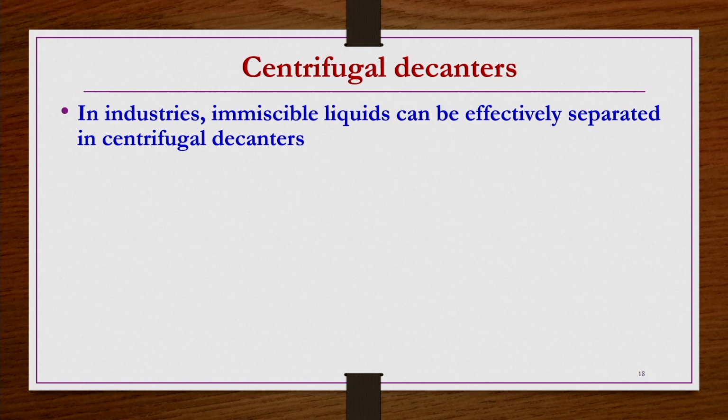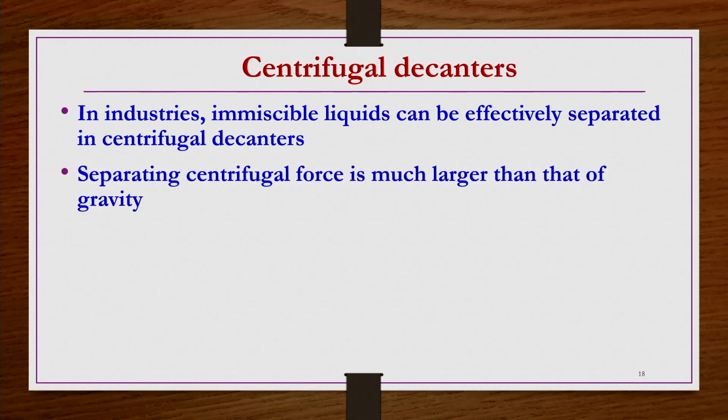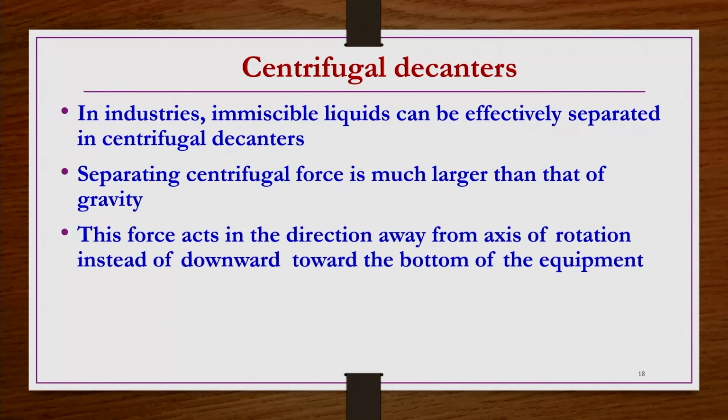In industries, immiscible liquids can be effectively separated in centrifugal decanters. The separating centrifugal force is much larger than that of gravity. That is the reason centrifugal force is in general applied to do this separation of immiscible liquids. This force acts in the direction away from the axis of rotation instead of downward toward the bottom of the equipment as gravity does.